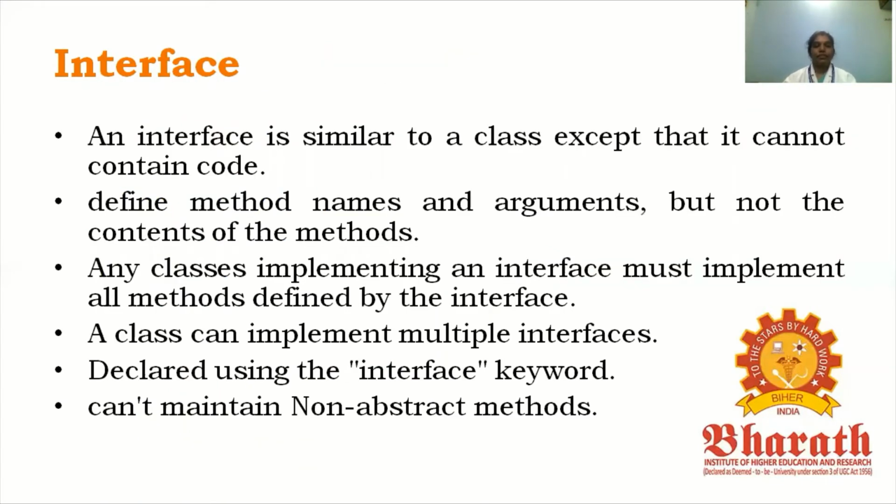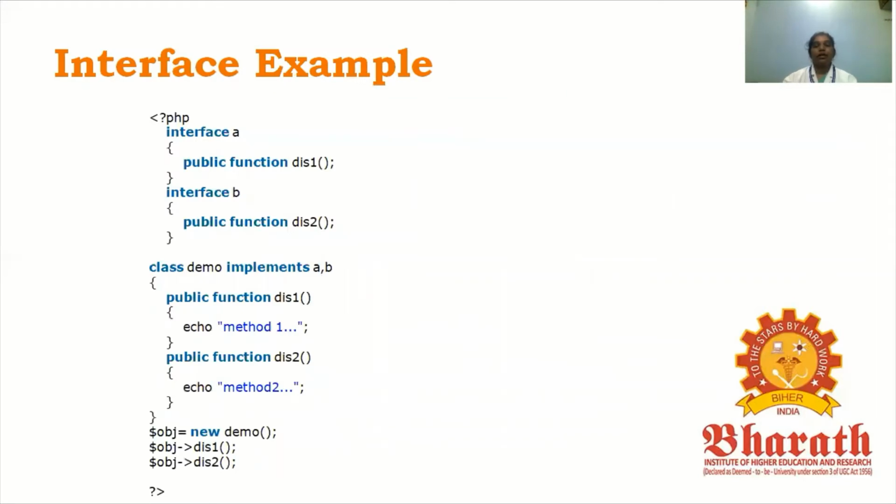Next concept is interface. It is similar to a class, except it cannot contain code, which means only declarations are available. The definitions are outside of the declaration. Instead of the class keyword, you use the interface keyword. It defines the method name and arguments, but not the contents of the method. A class can implement multiple interfaces, declared using the interface keyword. See the example of interface.